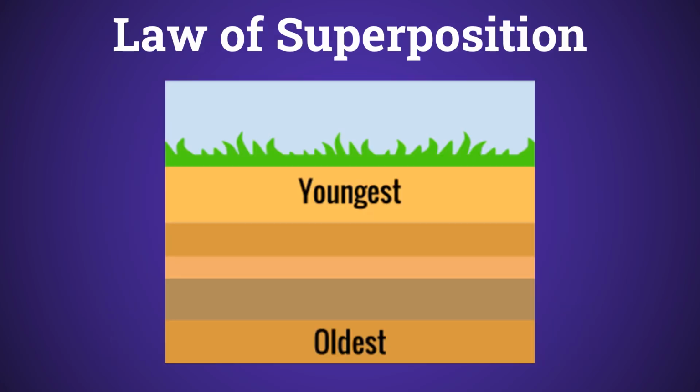Recall that sedimentary rocks have layers because of the way the sediment settles over time. The law of superposition states that the bottom layer of sedimentary rock is older than the top layer because the bottom layer formed first. Most layers aren't straight either. They bend and shift due to the forceful movement of Earth's crust.